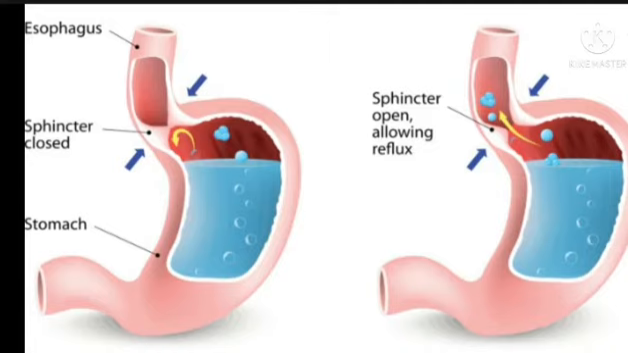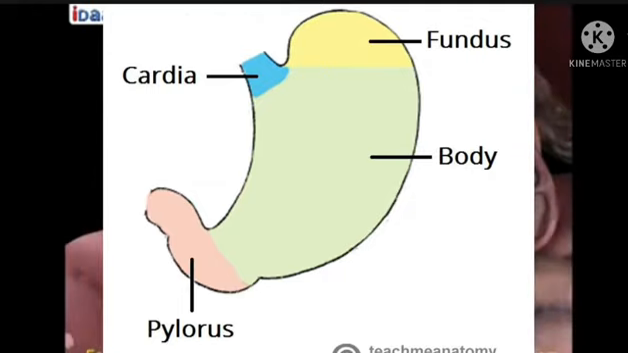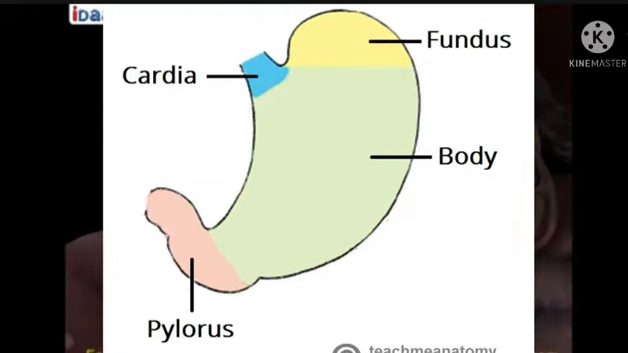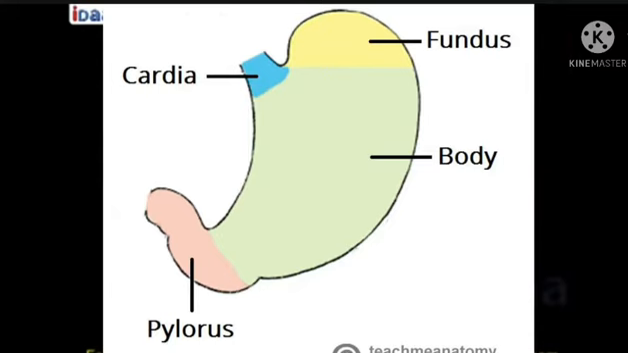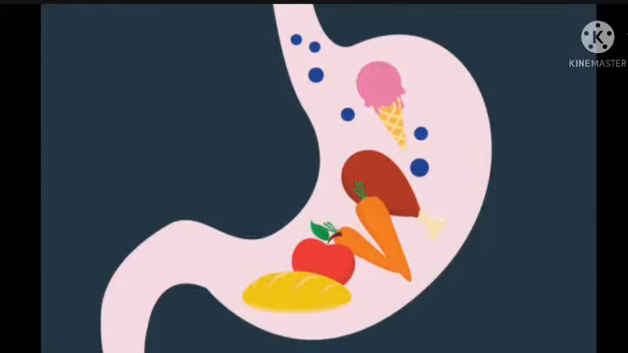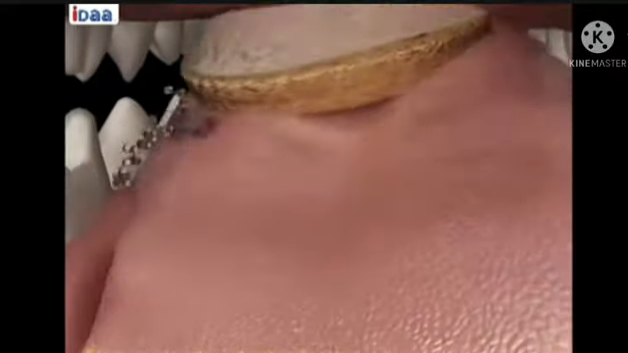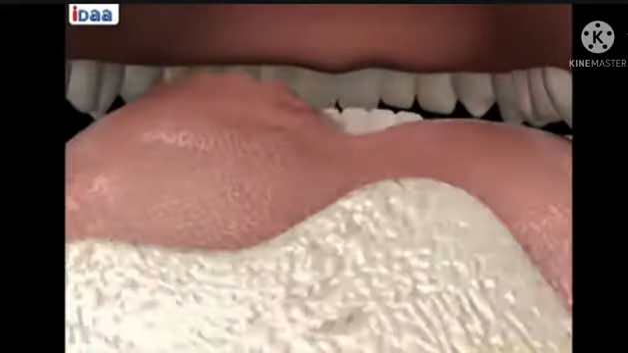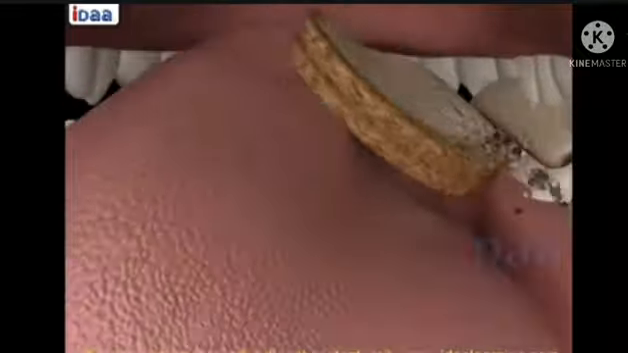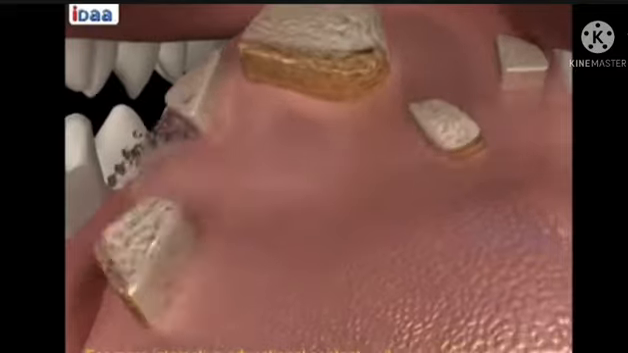Next, digestion in the stomach. The food remains in the stomach for 3 to 4 hours. The rhythmic peristaltic movement churns and mixes the food with gastric juice and makes it into a creamy liquid called the chyme. The gastric secretion is partially controlled by autonomic reflexes. The secretion of gastric juice begins when the food is in the mouth.